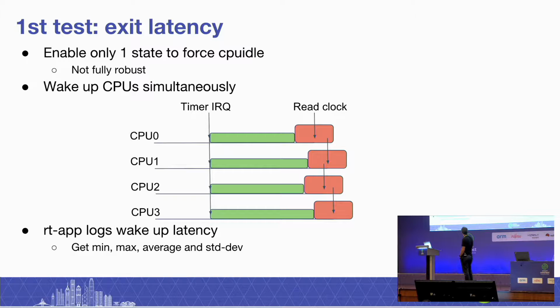Then we need some time to wake up. And then we are reading the absolute clock to see how much time we have spent to wake up. So the RTApp application logs this wake up latency automatically. So you don't have to do the measurement, it is done by the application. And from this value, we can get the minimum value, the max value, the average, and the standard deviation, which gives you some statistics about how often you are at min or max.